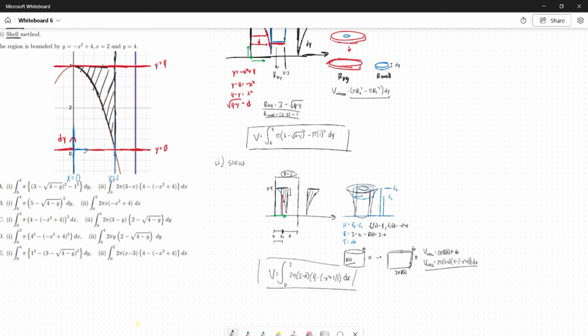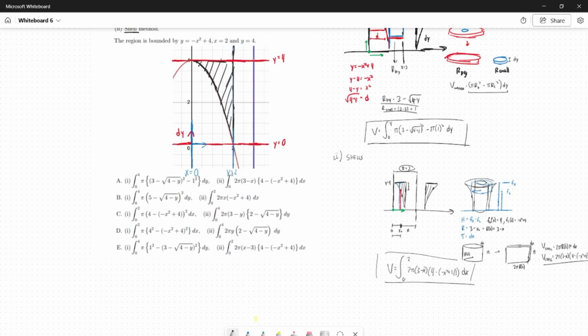Okay, now that we have our formulas, the last thing we need to do is find which answer is the correct answer to our problem here. Let's look at the first one. For the washer's method, it's 0 to 4, that's correct, of pi multiplied by 3 minus the square root of 4 minus y squared minus 1 squared. This is effectively the same as what we have here, just they factored out a factor of pi from this entire formula. So this one might be correct.